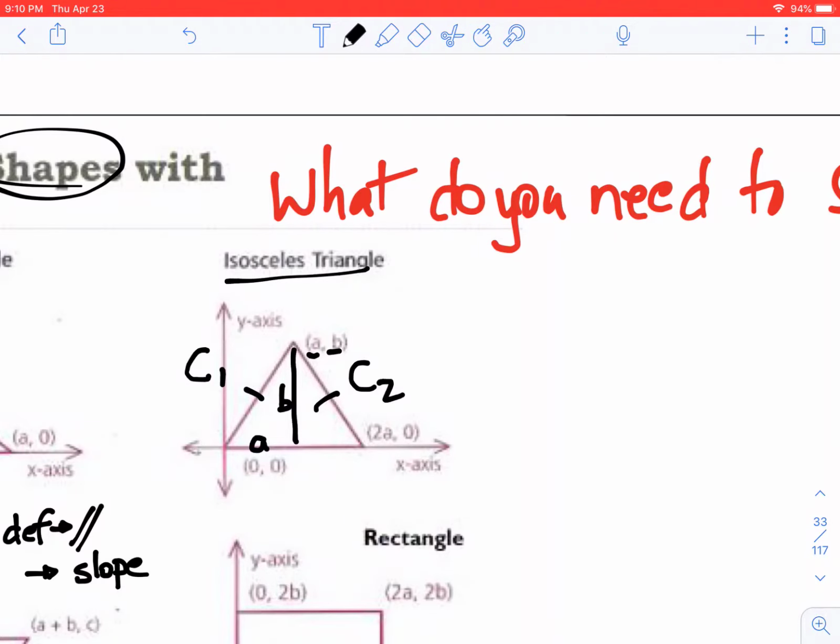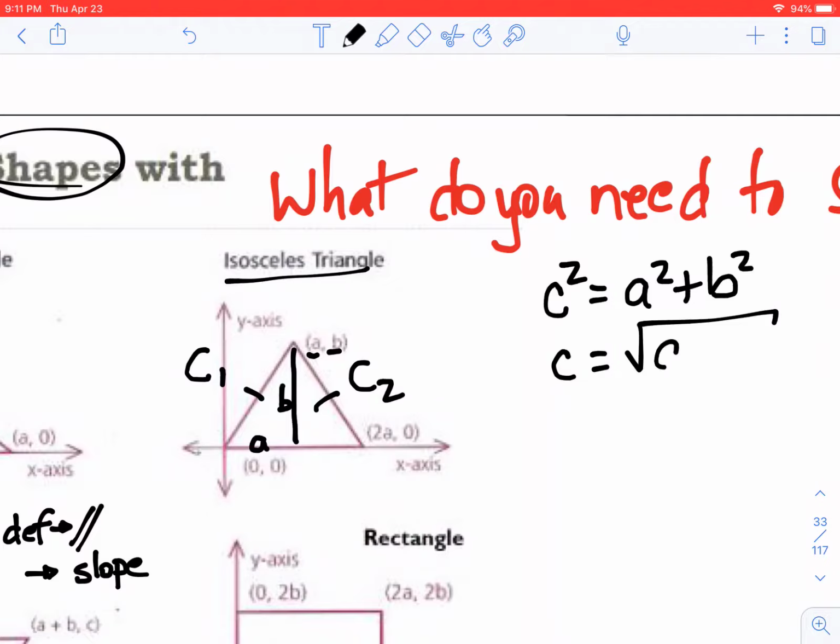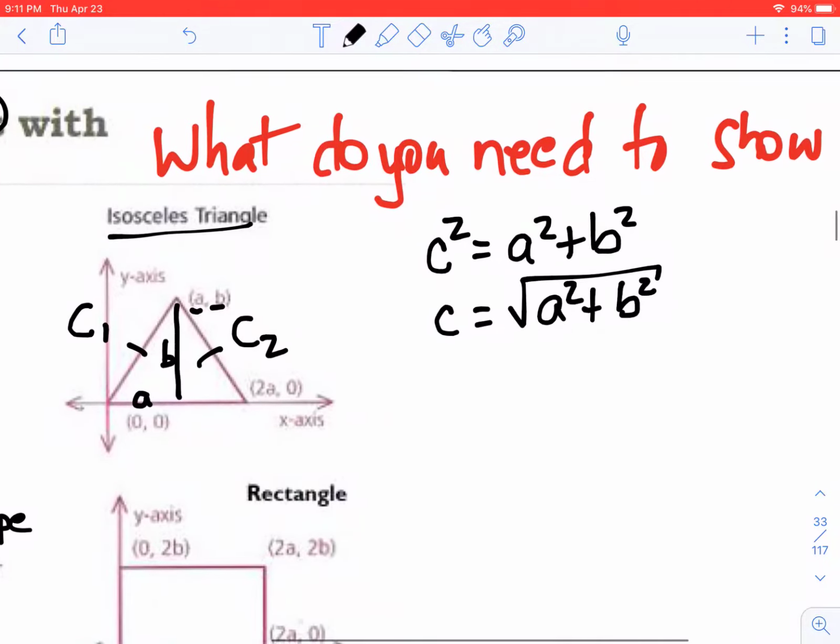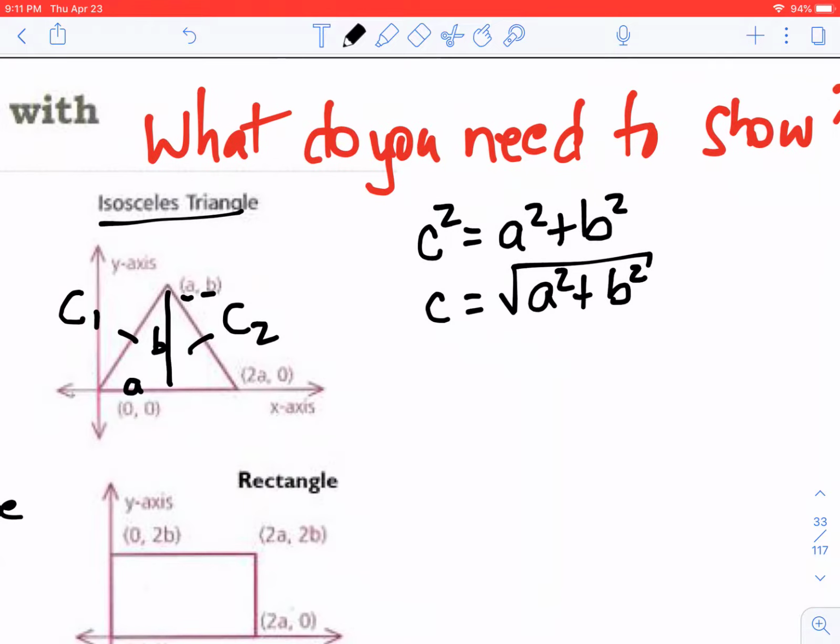So I go c squared is equal to a squared plus b squared. So c is equal to the square root of a squared plus b squared. Please don't think that those square roots cancel the squares. That's a very common mistake that students make. So here's my first c value.